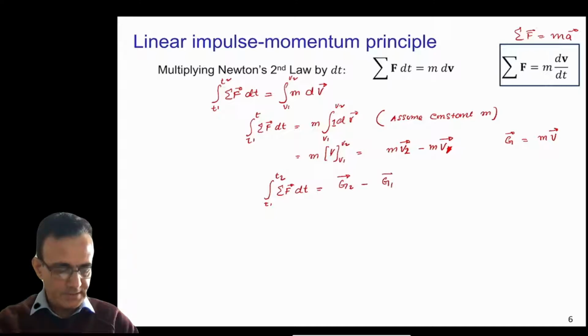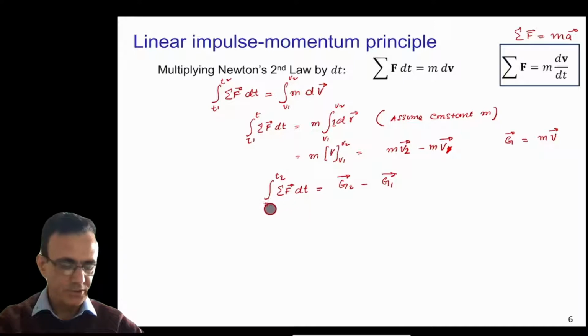minus G1. So now if you look at the left hand side, you are integrating force with respect to time from t1 to t2. So this is what we call the linear impulse. And on the right hand side, because this is the final linear momentum minus the initial linear momentum, this is just the change in linear momentum here.